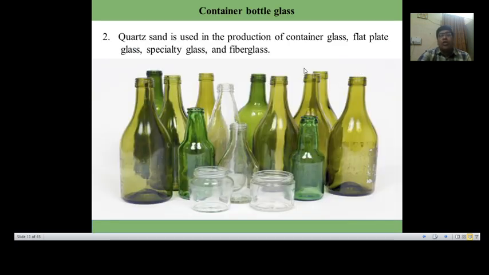Coming to container glass, or bottle glass: quartz is used as one of the raw materials in its production. Bottles may be white, and color is due to the coloring oxide present in the batch. Before melting, the raw materials are mixed together, and the coloring oxide is included in the batch; when melted, the color is obtained. If no coloring material is there, a white bottle is obtained. Different colors like yellow, blue, and green are possible in container glass.